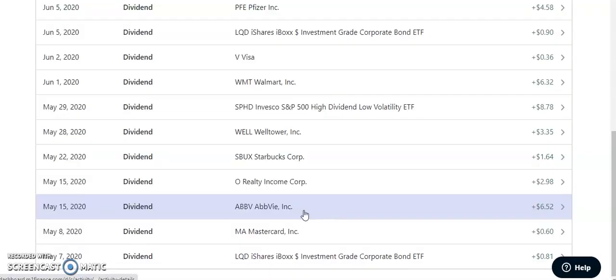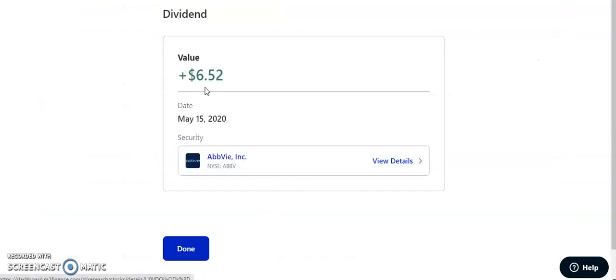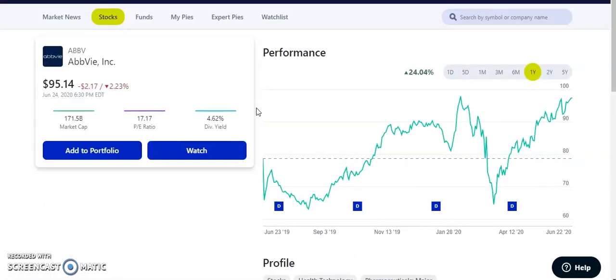Next up on our list, we have May 15, 2020, ticker symbol ABBV. Another stock in the health sector, and they paid us out actually a pretty nice chunk right here, $6.52. If we take a look here at ABBV, they have a market cap of 171.5 billion, dividend yield of 4.62%.